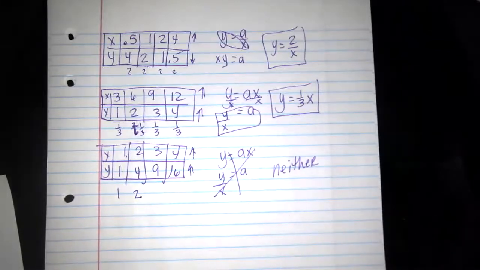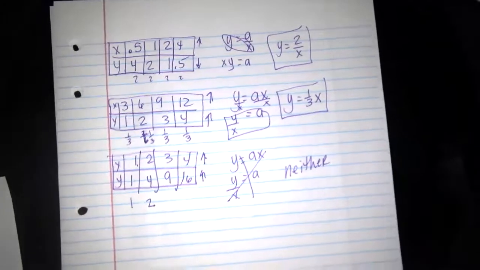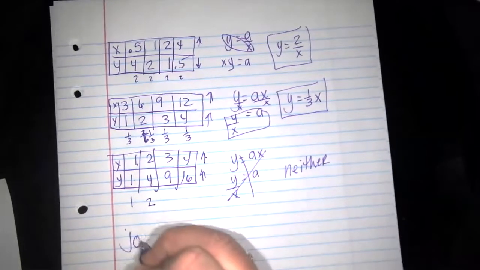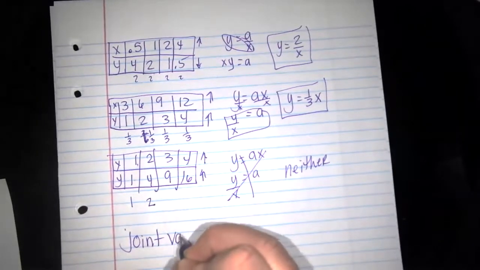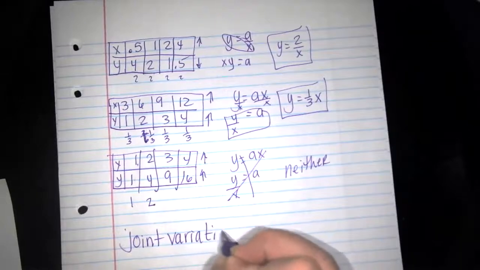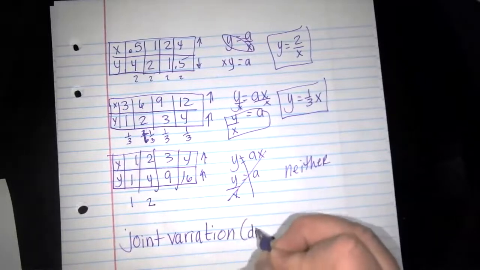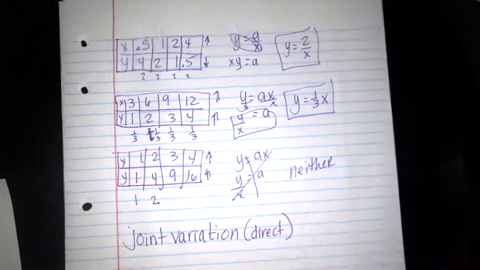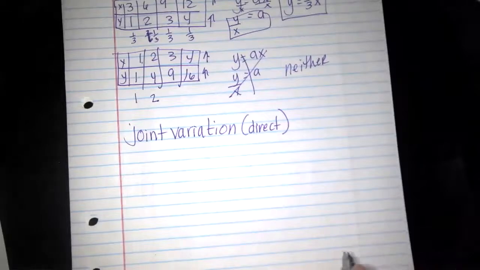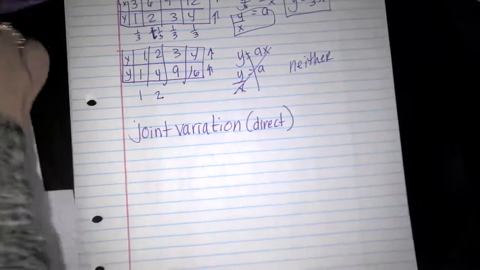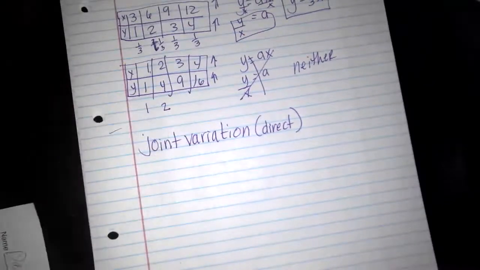Okay, there is one more type of variation here, and I like this one because you definitely use it in physics, and it's called joint variation. It's a type of direct variation, but there are multiple values, okay? There are multiple values that are used here.